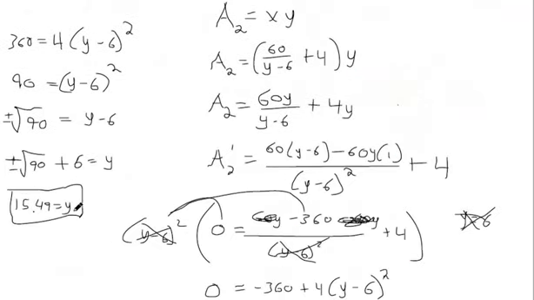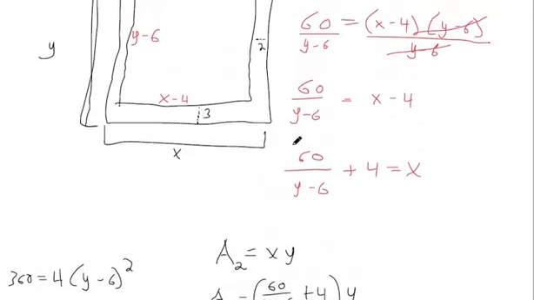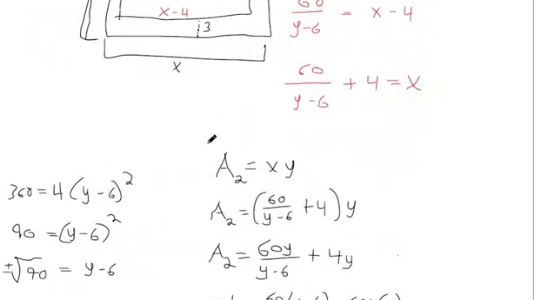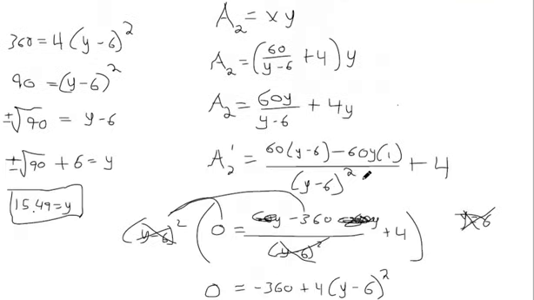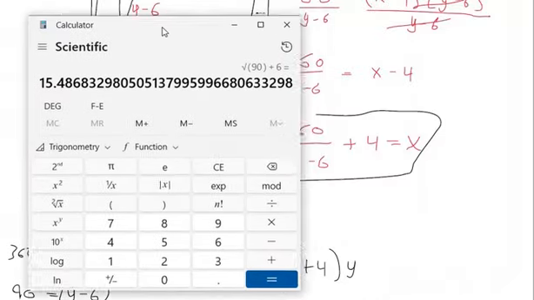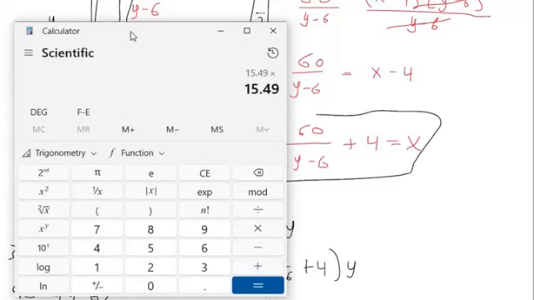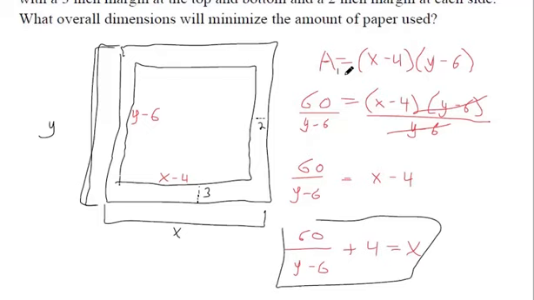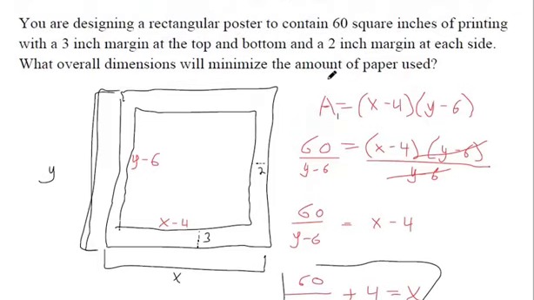To find out the x dimension, you just plug this into any equation that has x. You could plug it in here, or no, you got to plug it in this one. So you plug in y, 15.49. Subtract that by 6. So 9.49. So 60 divided by 9.49 plus 4. That's 10.32 for x. Okay, those are the dimensions that minimize the amount of paper used.